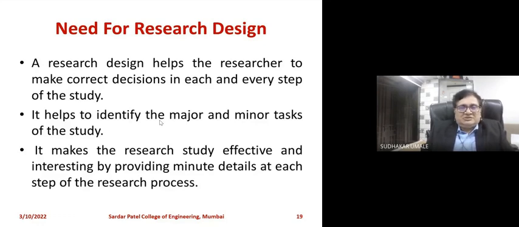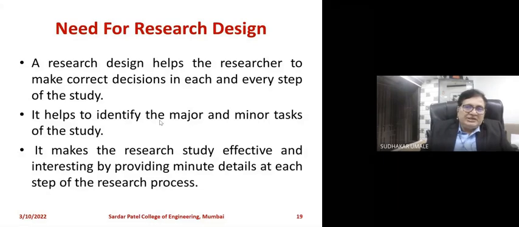Because if there is a wrong decision while solving the problems, you are not able to complete your study, and hence you take a simple breakup of your research, and you solve it by making a correct decision. So that is the research design, and this is a step.